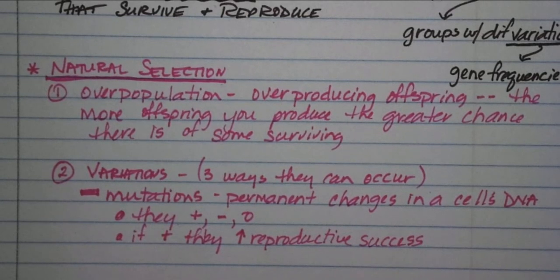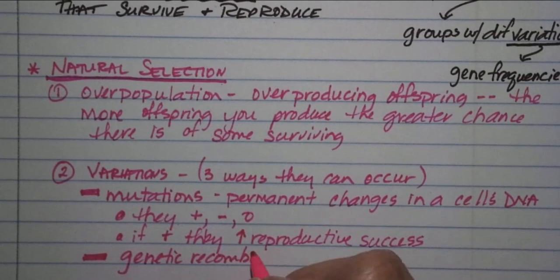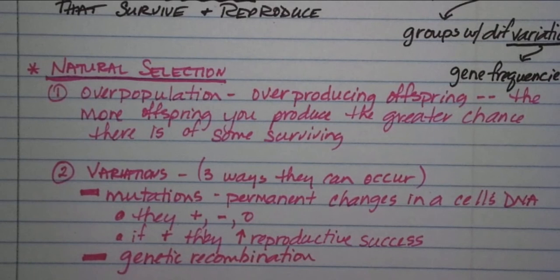The next type of creating variations or getting variations in an offspring is through genetic recombination. This is through sexual reproduction. And we'll talk about this later on when we talk about DNA and how DNA reproduces, mitosis and meiosis and stuff. So genetic recombination is when you have a new combination of genes. Can I put combo for combination? You guys know that? Yeah.